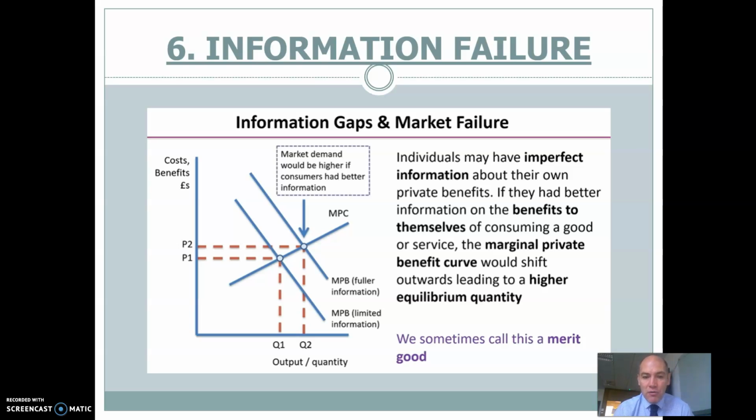Now, if someone only has limited information about a product, you may get an equilibrium Q1 with a price P1. But if they had better known the benefits to themselves of healthcare or a pension or something along those lines, then with fuller information they may have purchased more. So the demand curve would have shifted outwards and led to a higher equilibrium quantity in the market.